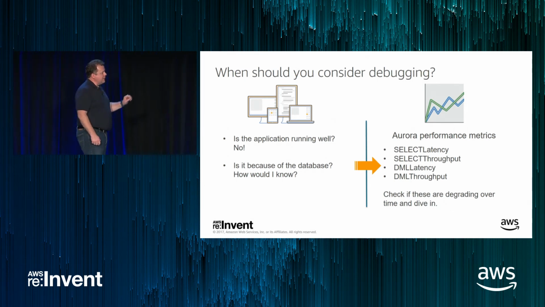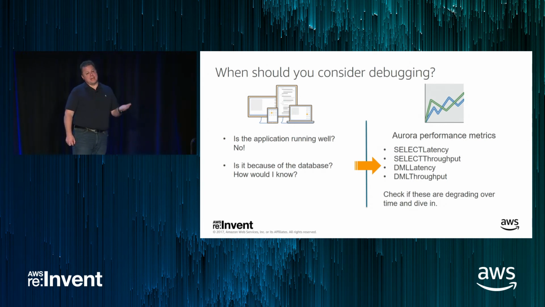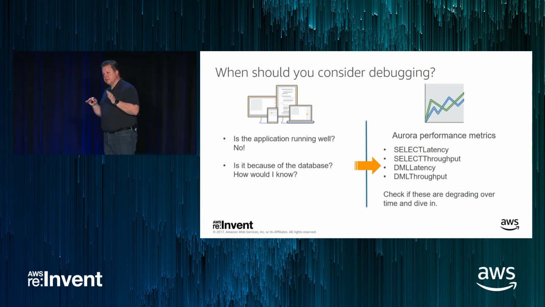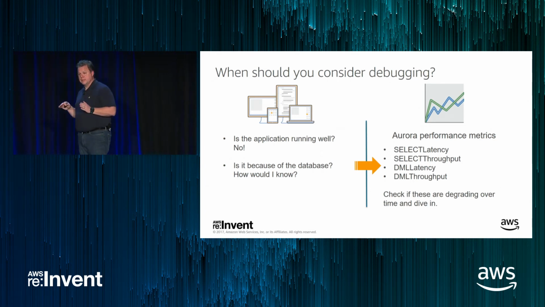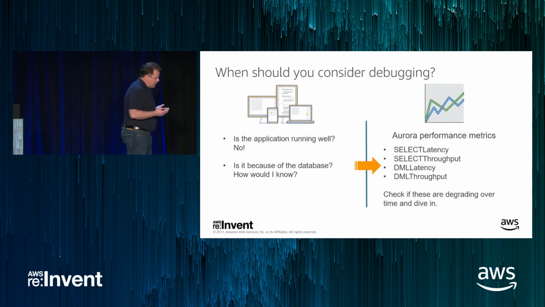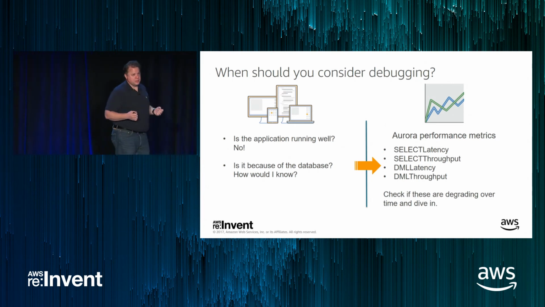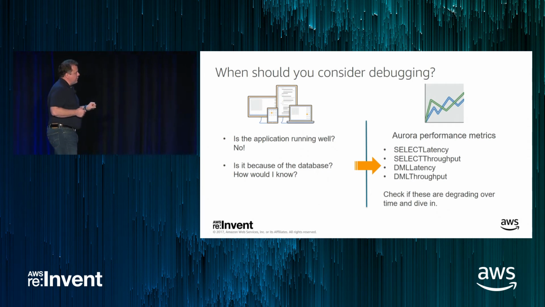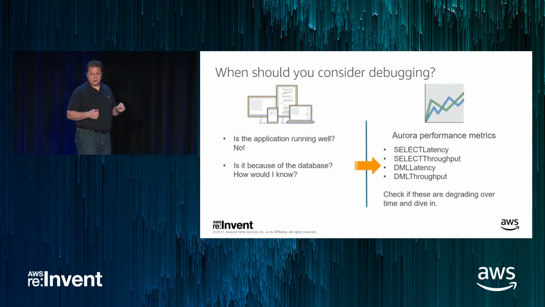If it's not, then the next question is, is the application not performing well because of the database? There are, of course, a number of different moving parts, and we want to isolate that it is, in fact, the database that is the source of the problem. So how do you do that? The point of the database, at the end of the day, is to store data and to retrieve data. For most workloads, the metrics that will give you the best idea of how efficiently your database is doing that are select latency, select throughput, DML latency, and DML throughput.